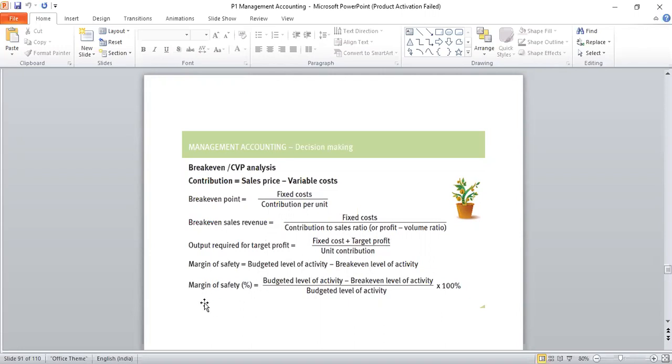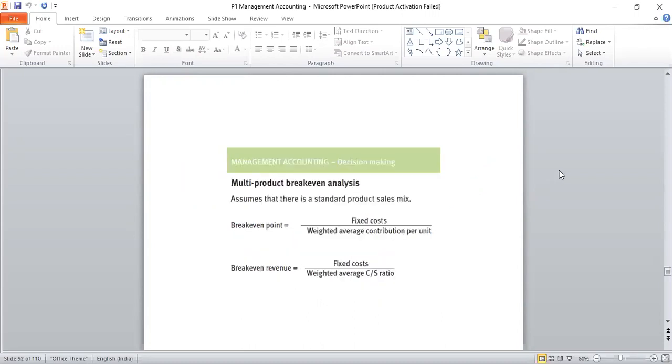Margin of safety can be converted into percentages. If budgeted sales is 100%, margin of safety is what percentage? That is a simple logic here. Then multi-product situations, we can take up in the next class. But getting back to the questions which are there in our examination kit.